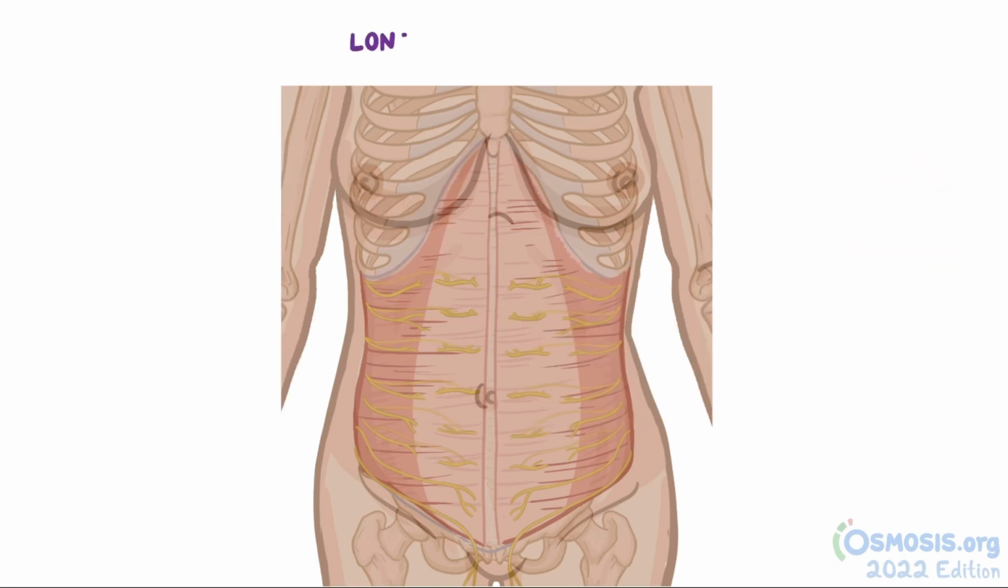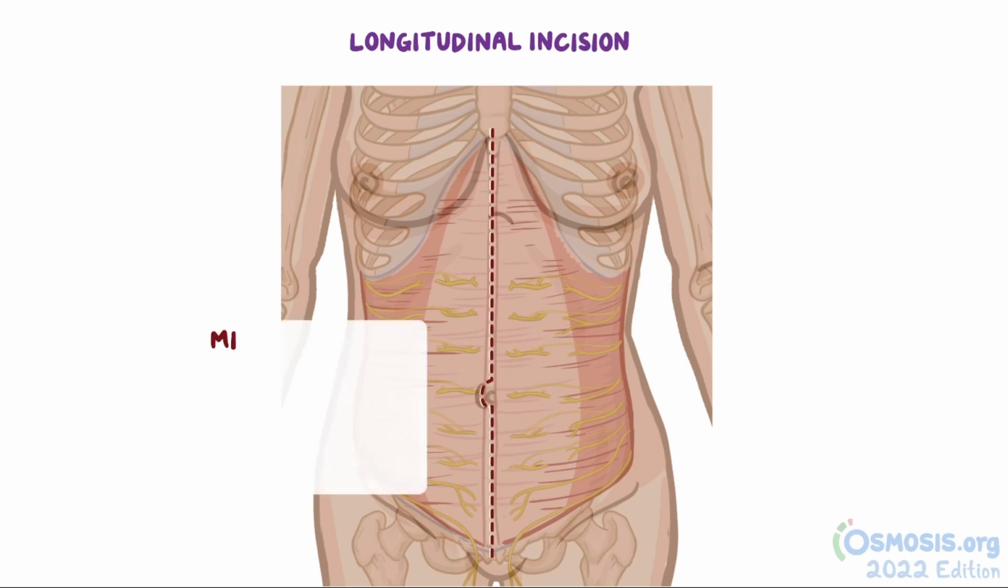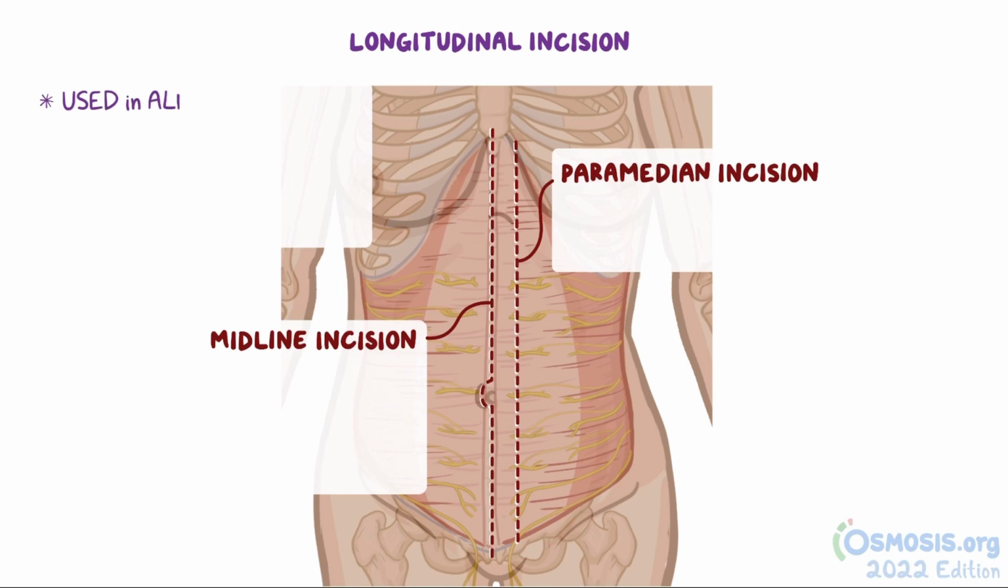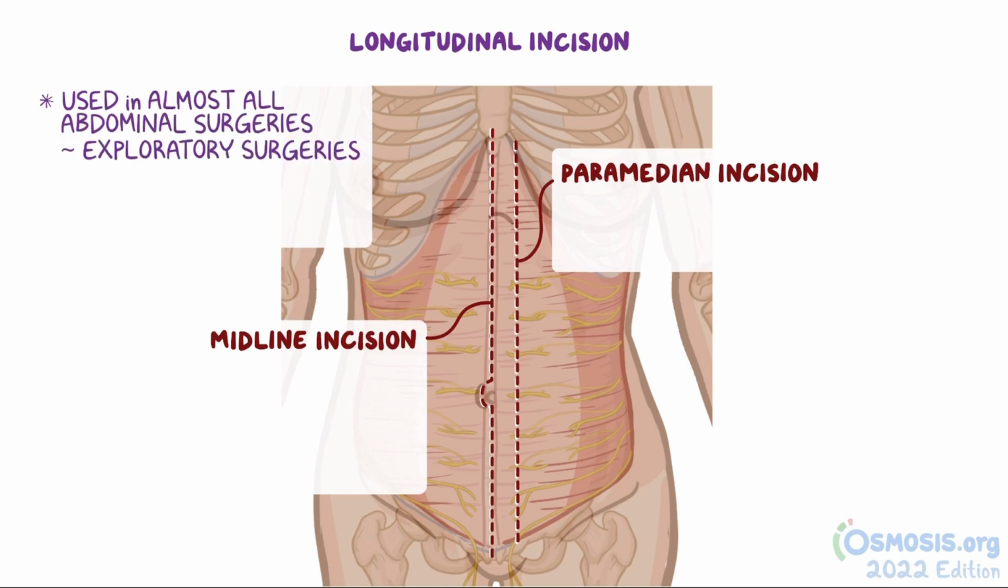Next up, there are longitudinal incisions, which include midline incisions and paramedian incisions. They can be used in almost all abdominal surgeries, especially exploratory surgeries, which are sometimes needed to diagnose uncertain abdominal pathologies. Now, longitudinal incisions provide great exposure of the abdominal viscera and can also be extended as needed.